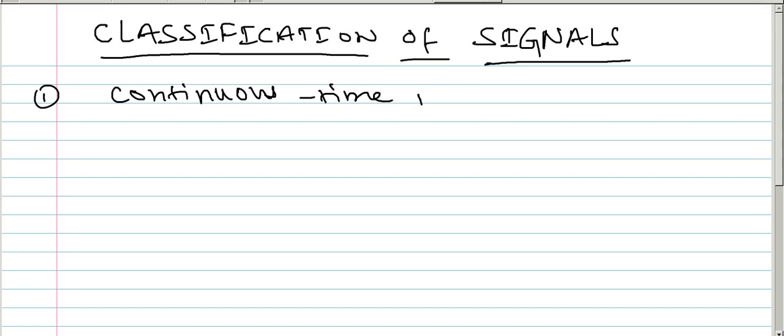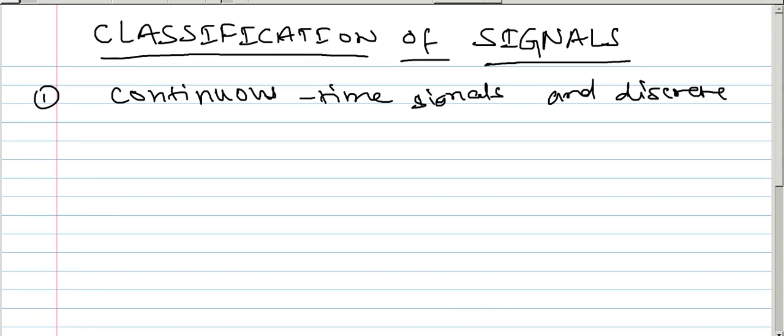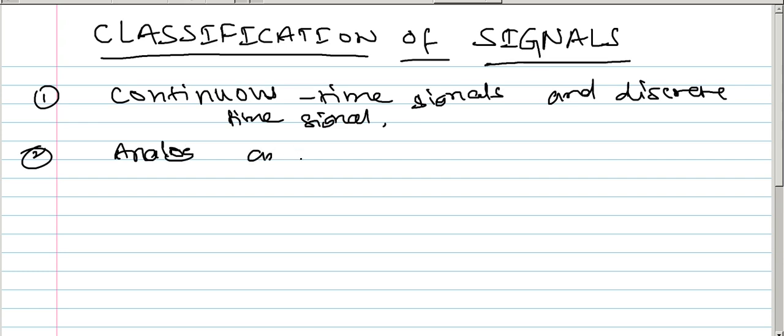continuous time signals and discrete time signals. Second, we can classify them as analog and digital signals.